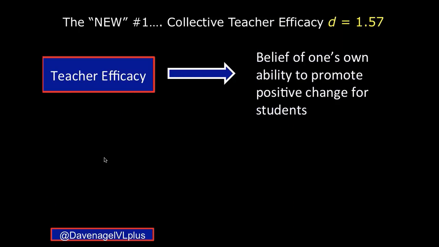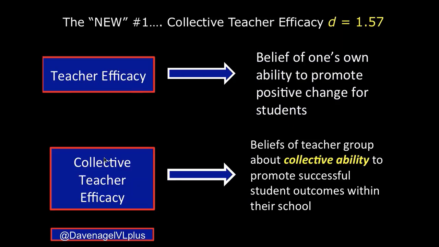And finally, what we would call the new number 1, the one that replaced, in a sense, student expectations and assessment capable learners, collective teacher efficacy. 1.57, 4 times the average, 4 times growth in terms of 1 year. Collective teacher efficacy is when we collectively believe that if we put our actions together and put the best effort forward and really look at what we're doing, we will have the best chance to have our students be as successful as possible.